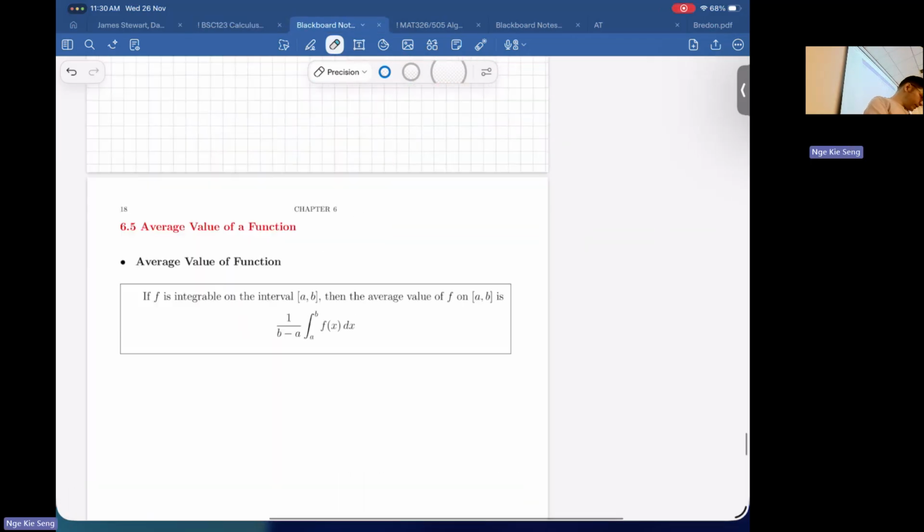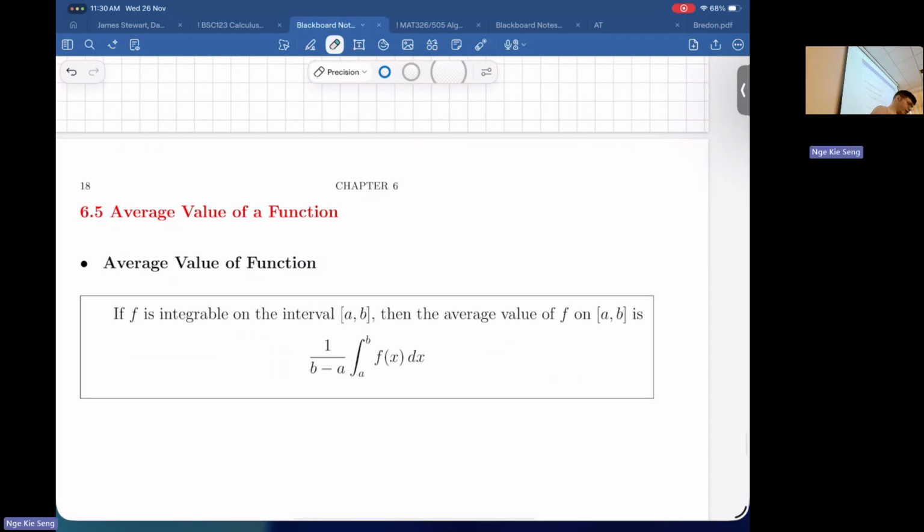Right. So the next part is about the average value of a function. This should remind you about the mean value theorem, where we find a mean value of f, but here we call it an average value. So what's the average value here? If f is integrable, then the average value of f is just the integral of f from a to b, and then divided by b minus a.